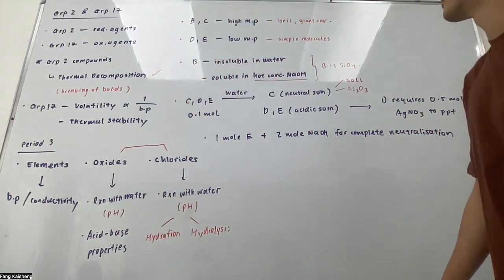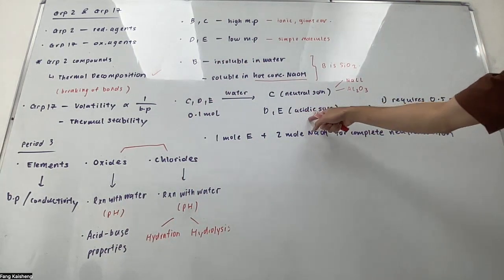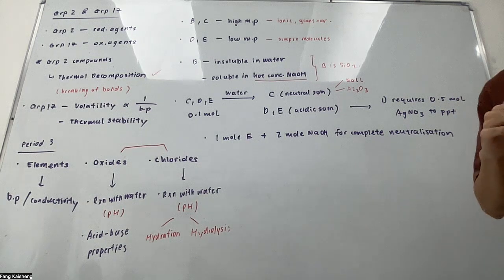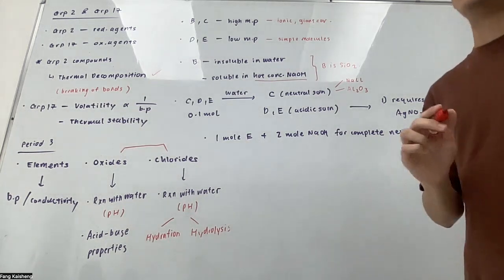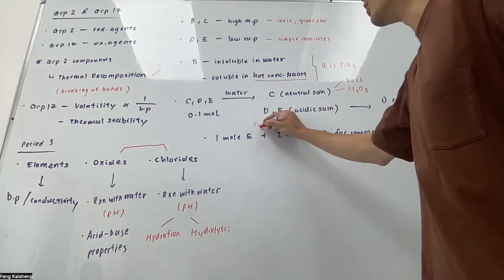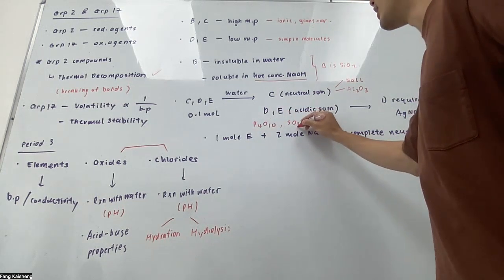Come, let's move on. D and E give an acidic solution. If they give an acidic solution, what could this be? What are some possible answers for D and E? Let's start off with oxides first. What kind of oxide is dissolved in water to give acidic solution? Just list down the oxides to me. Got P4O10, good, acidic oxide number one. Any more? Got SO3. That's for the oxides.